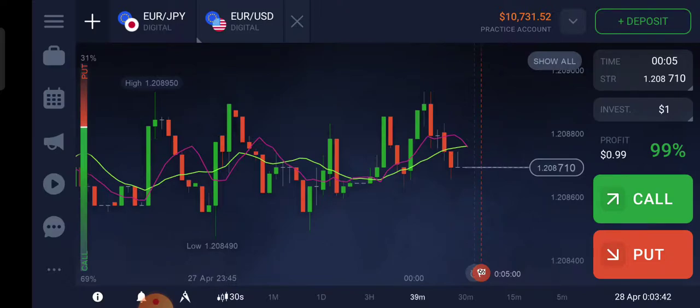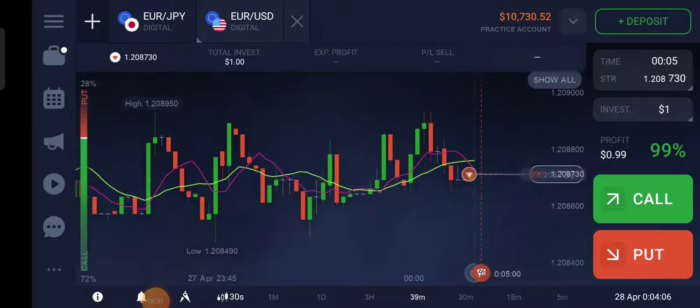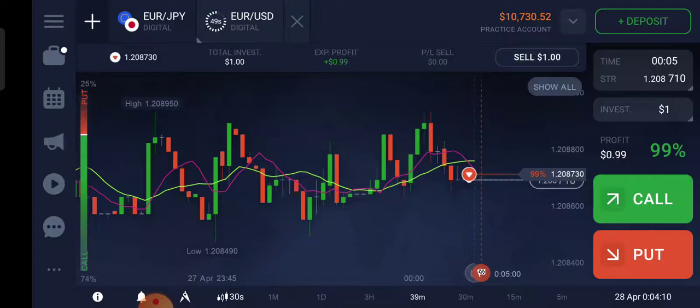I have chosen the put option because the trend is downward and I saw the green candlestick, so I chose the put option here. So let's see where the trend goes.